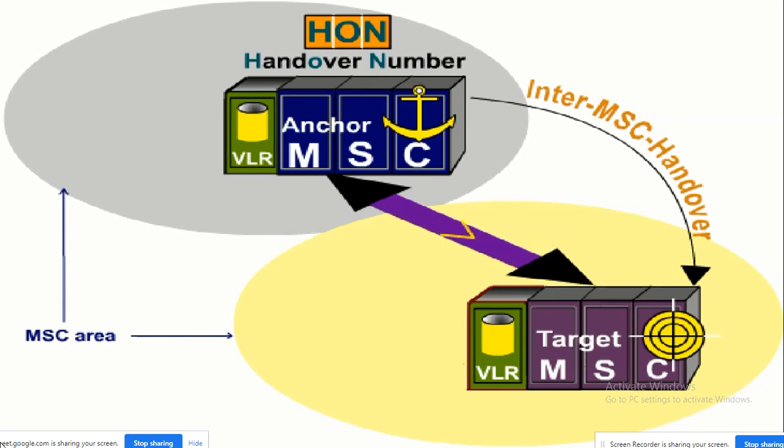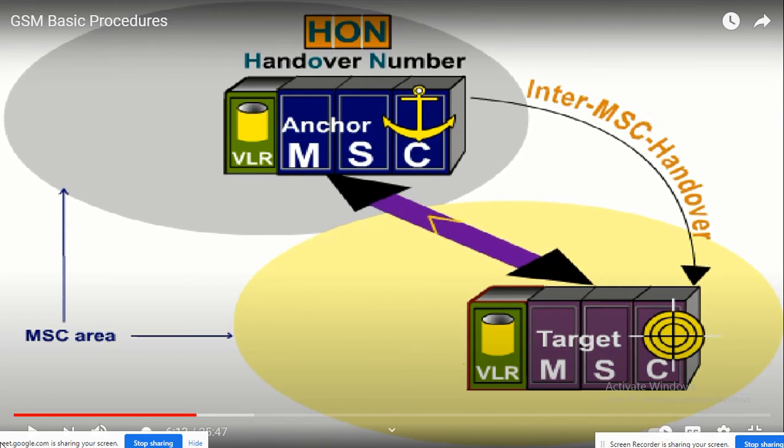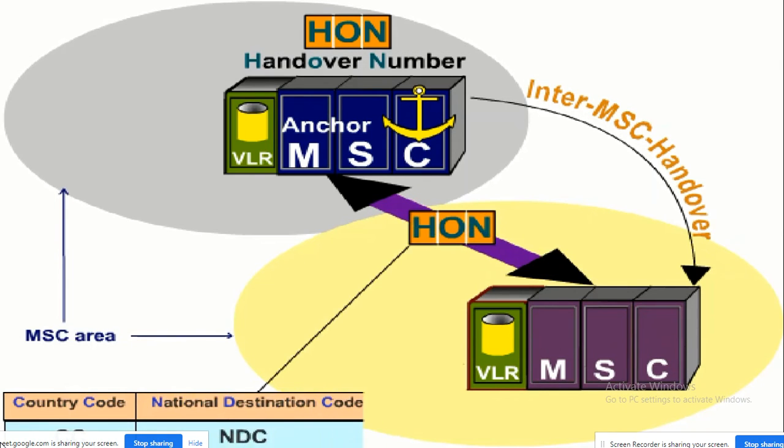Like the roaming number, it's made up of the country code, CC, the national destination code, NDC, and a subscriber number, SN, which is also different from that of the MS-ISDN. That is how the MSCs communicate.